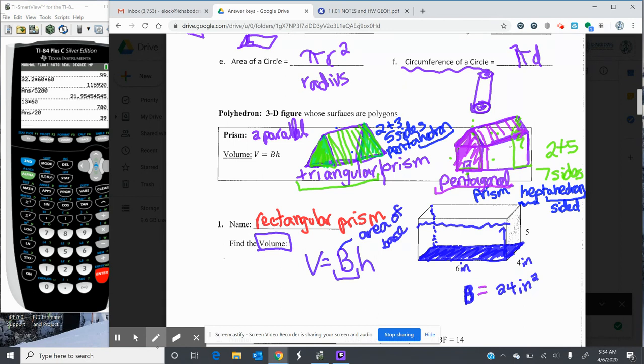Your height isn't always vertical. I'm going to tell you that right now. Your height, this H, is not always vertical, based on how your picture is drawn.